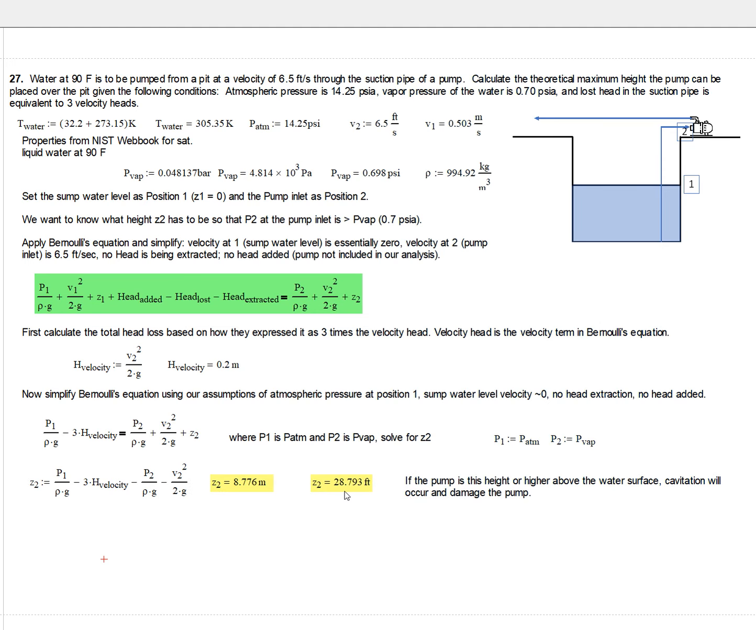Once we solve for Z2, we get 28.793 feet. So what that means is that if our pump is 28.793 feet, the water will be at a pressure of 0.698 psi at the inlet. That means that the water is going to be boiling. You're going to have bubbles forming, and then once they get inside the pump, you're going to get cavitation.